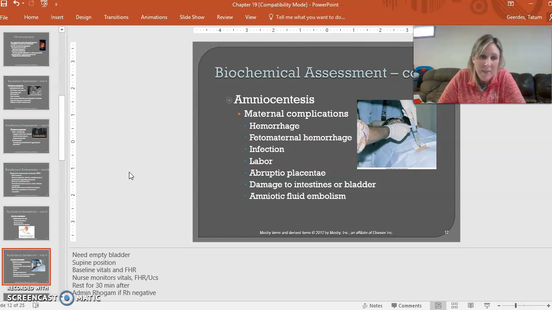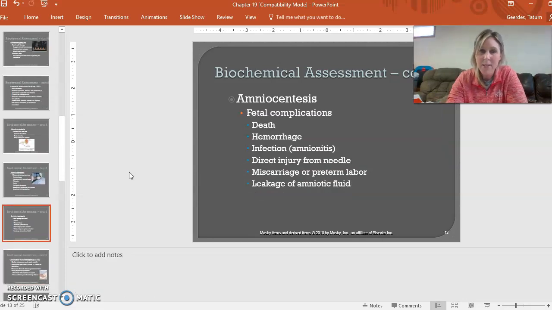So the patient needs to have an empty bladder. She has to assume a supine position, and she cannot move during the procedure. Baseline vitals and fetal heart rate are taken, and then the nurse monitors her vitals as well as fetal heart rate and uterine contractions throughout the procedure. She is told to rest for 30 minutes after the procedure, and if she is Rh negative, she needs to have RhoGAM given to her afterwards. So she is hooked up to an external monitoring device to do continuous fetal heart rate monitoring and contraction pattern monitoring.